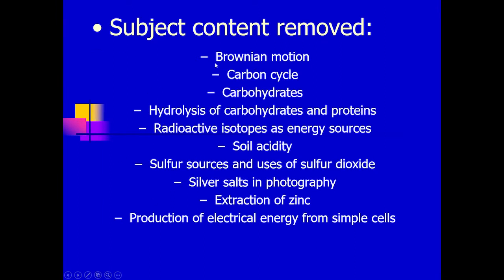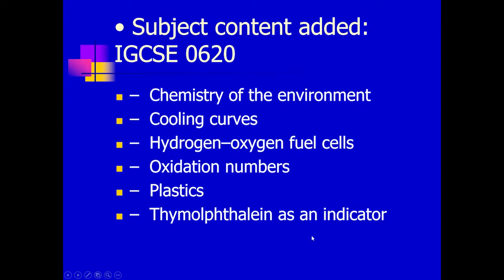Subject content removed from the IGCSE exam: Brownian motion, carbon cycle, carbohydrates, hydrolysis of carbohydrates and proteins, radioactive isotopes as energy source, soil acidity, sulfur sources and uses of sulfur dioxide, silver salts in photography, extraction of zinc, production of electrical energy from simple cells.